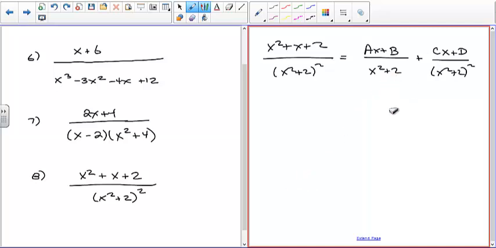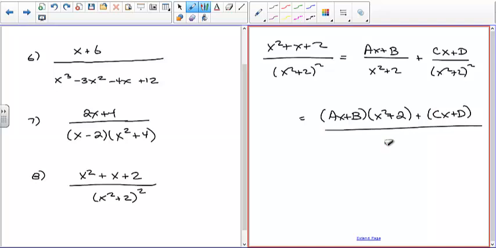Now, it may look more difficult than it is, because this one already has the right denominator. This one needs to be multiplied by x squared plus 2 again. So in the numerator we're going to have ax plus b multiplied by x squared plus 2, whereas the second part is just cx plus d, because we already have the appropriate denominator.